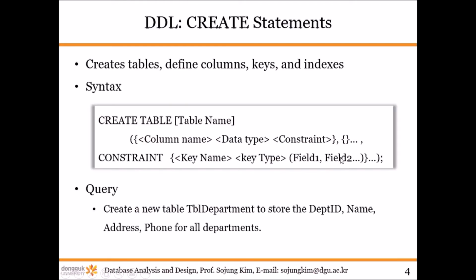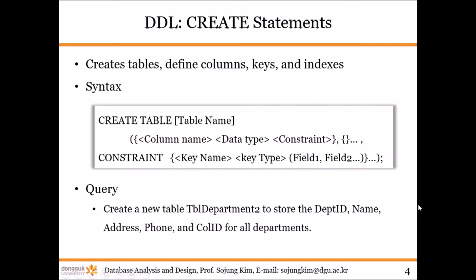And so let's look at the first example, which is the create statement. We want to create a table, or define columns, keys, and indexes. And here is the syntax. Create table, and then you write down the table name and then the column name, data type, which specifies the type of the data in a certain column, and the associated constraint, and so on. Also, if you have a constraint for a certain column, because a certain column can be used as a primary key or a foreign key, right? So you can add the constraint using this keyword and then key name, key type, field, and so on.